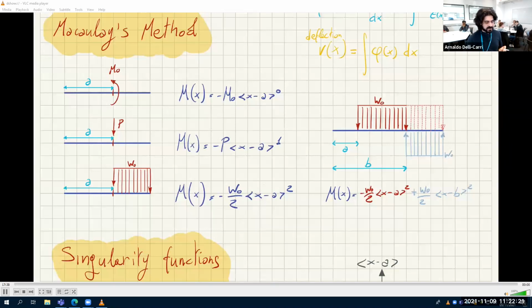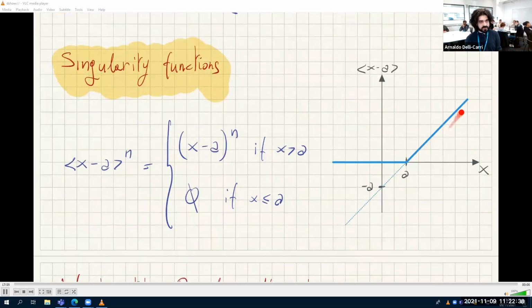We have something here that we have to take into account. If you look at this one, it only works for a distributed load that starts at A and ends at the end of the beam, because there is a starting point of existence, but there is not an ending point of existence. You see, it starts here and then it goes on forever.